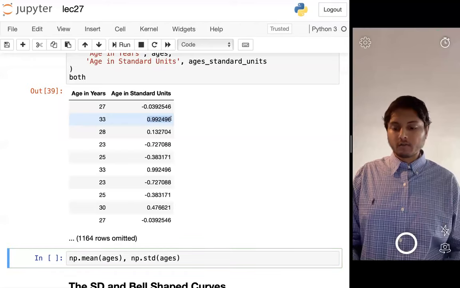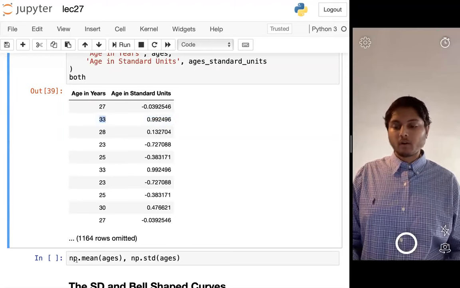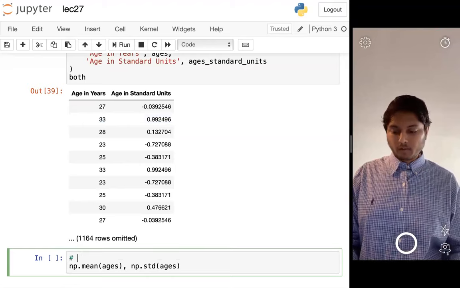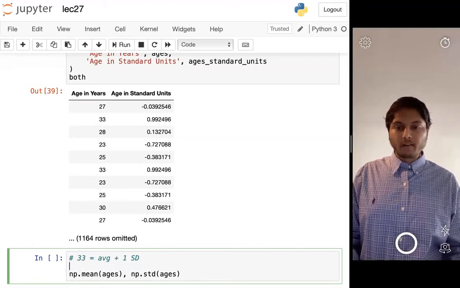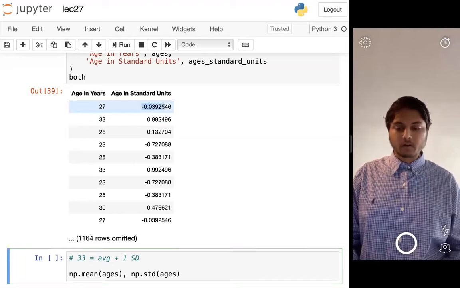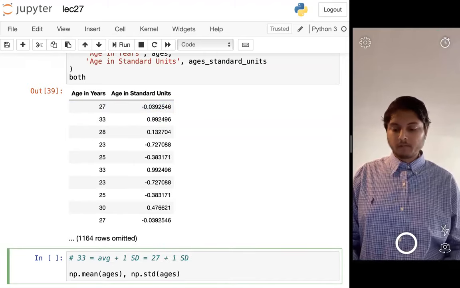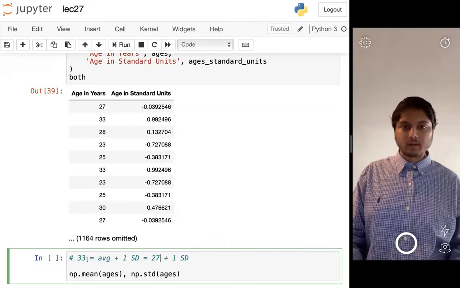So this value right here is roughly 1. That means that 33 is 1 standard deviation above the average. And so if I can just write this out here, what it basically means is 33 must equal the average plus 1 SD. And so we know that the average is 27 roughly because that's where standard units is 0. So I can write this as 27 plus 1 SD. And so therefore, if I just subtract 27, I get that SD must equal 6.